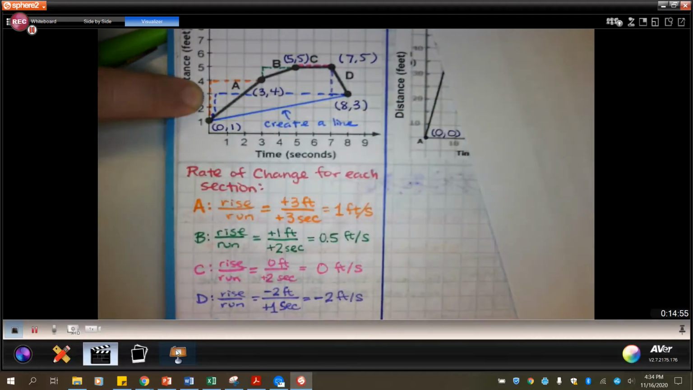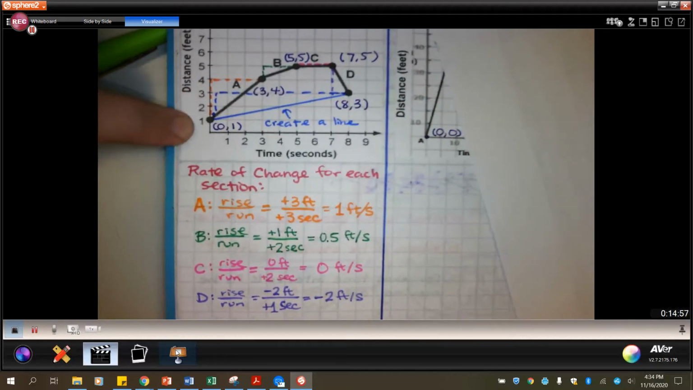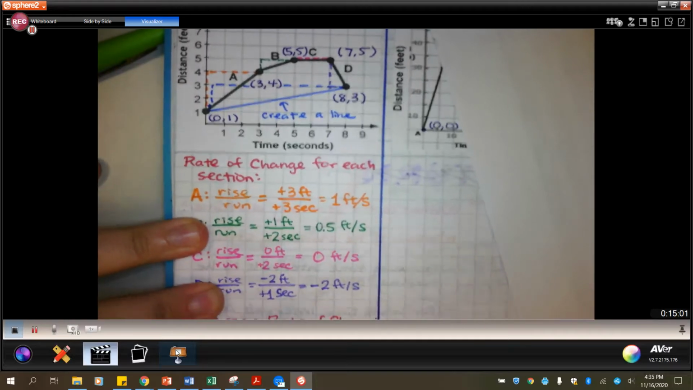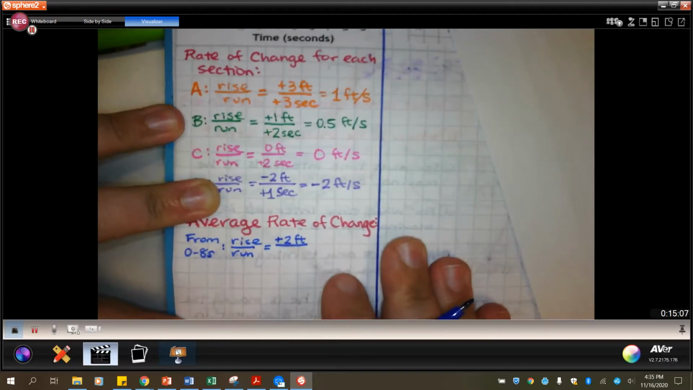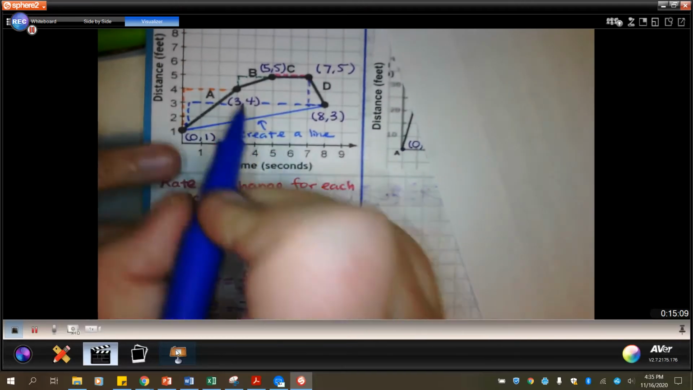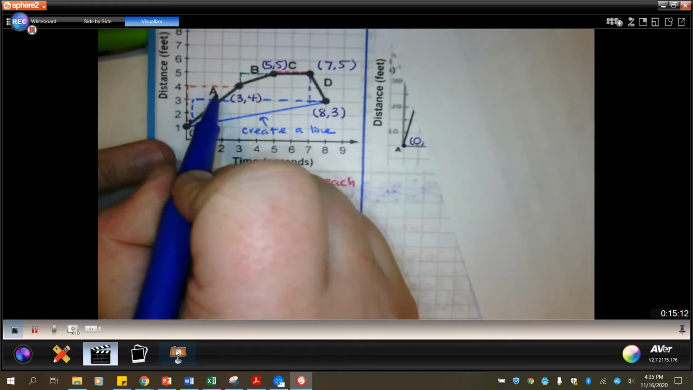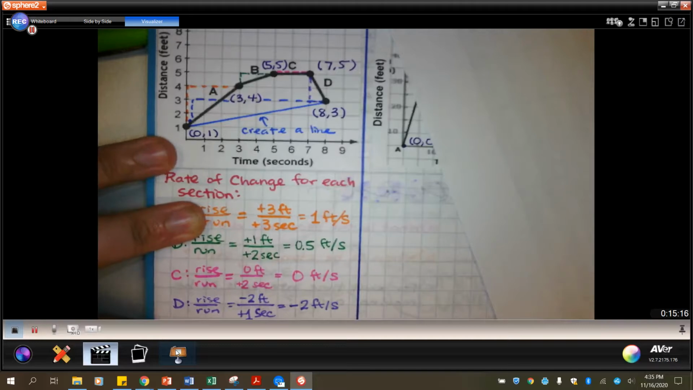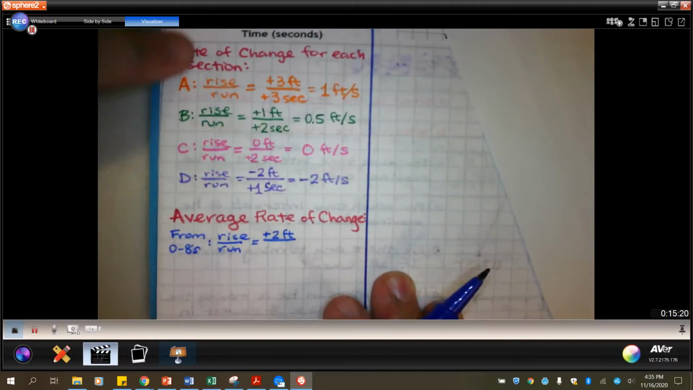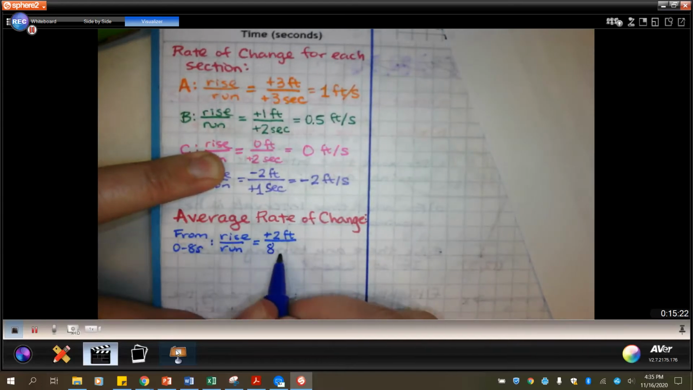Over. Okay, so it looks like we went from 1 to 3. That's 1, 2. So plus 2 feet. Over. And now we have to count how far we went over. 1, 2, 3, 4, 5, 6, 7, 8. We went over 8 squares. So that is 8 seconds.